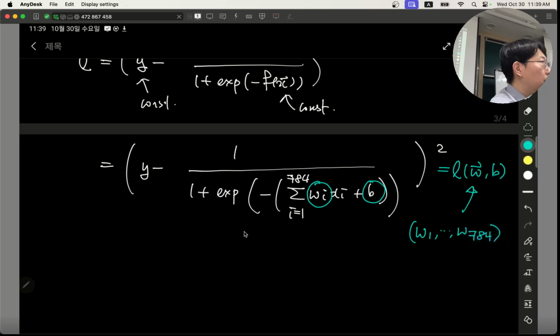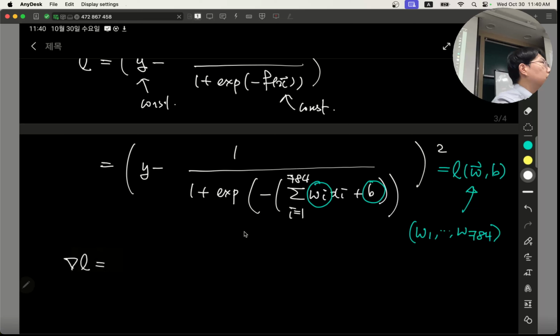Okay, so this function is a 785 variable function. So it's a big function. I want to use gradient descent. So how do you use it? You simply take the gradient. So I want to find the gradient of L.